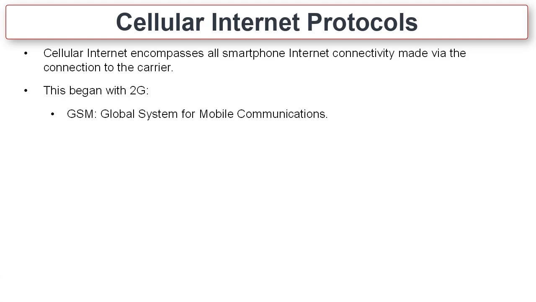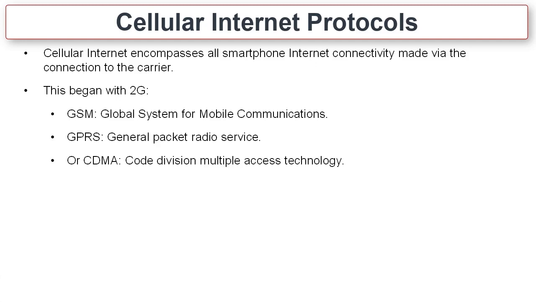GSM, the Global System for Mobile Communications, is very common. If you have AT&T or T-Mobile, they would use GSM to make the voice calls, and then the General Packet Radio Service, or GPRS, to send data through that cellular network. If you have another provider like Sprint or Verizon or US Cellular, you'd use CDMA to send the data, and that's Code Division Multiple Access technology. So two different options there.